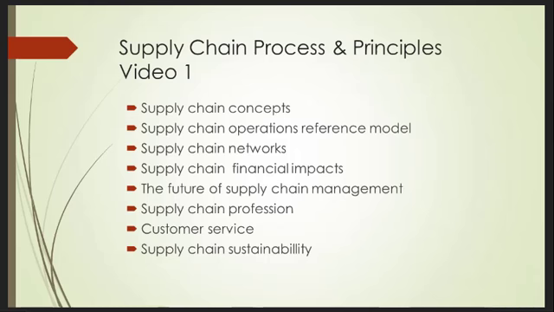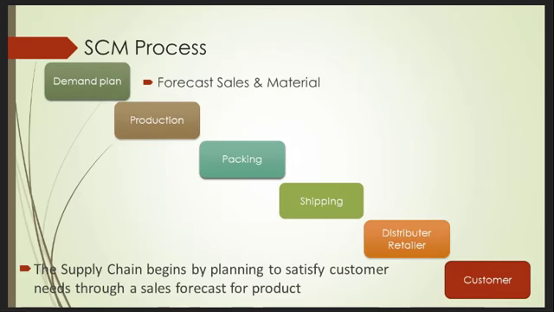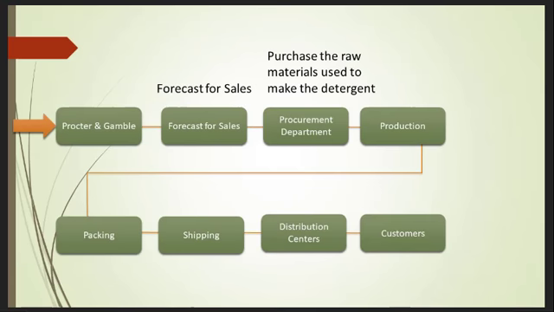For example, a customer may go to a Walmart store to buy laundry detergent. In this case, the supply chain begins by planning to satisfy customer needs through a sales forecast for laundry detergent. Procter and Gamble, as a manufacturer of detergent, develops a forecast for sales. From the forecast, a demand plan is developed that enables its procurement department to purchase the raw materials used to make the detergent, along with plastic containers, labels, and other necessities.